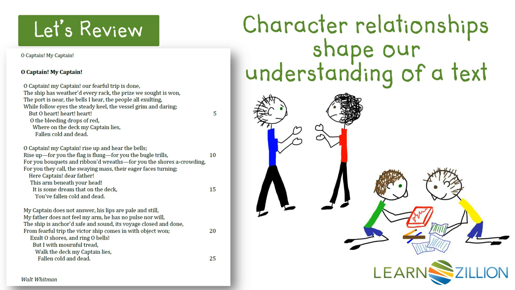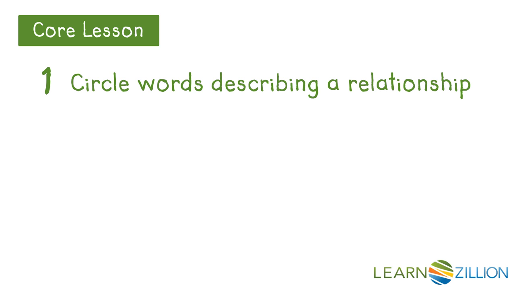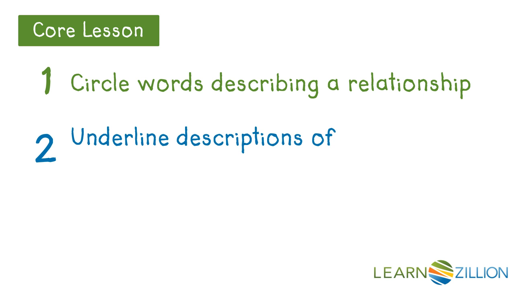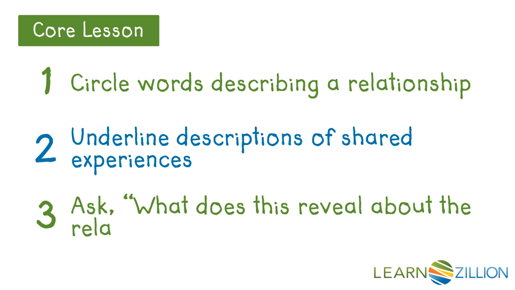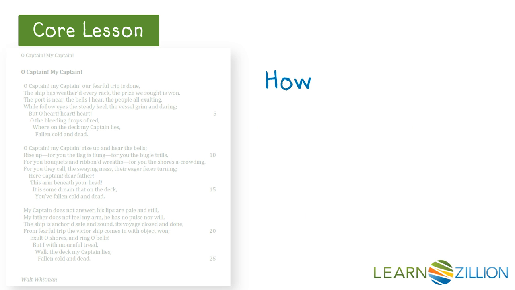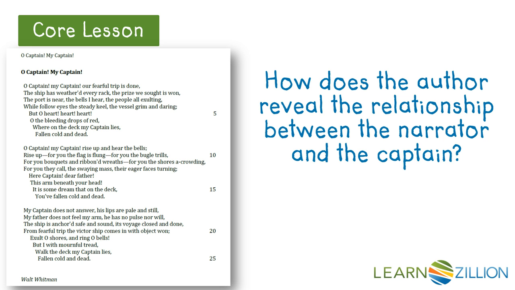When we want to identify character relationships by analyzing shared experiences, we can follow these 3 steps. 1. Circle words describing a relationship and consider the connotations. 2. Underline descriptions of shared experiences and consider the connotations. And 3. Ask, what does this reveal about the relationships between those characters? So here's my question. How does the author reveal the relationship between the narrator and the captain?